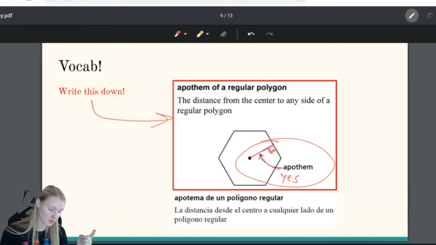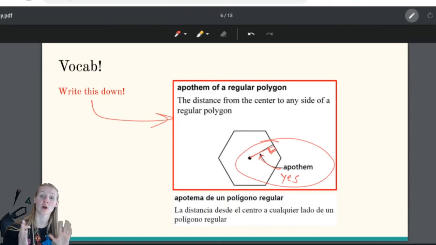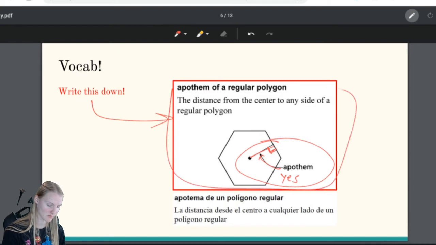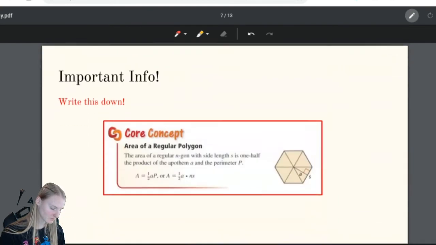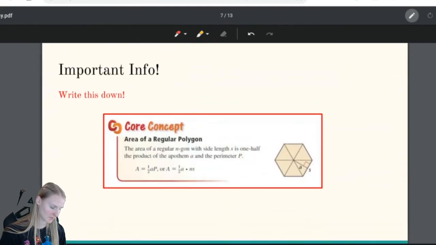It is important for finding the area of regular polygons, which, remember our success criteria, you should be able to find the area of a regular polygon, and the apothem is going to help us do that. So, next, make sure that this is written down, and let's move on. Okay, this is also important. Write down what is in this red box. It's another formula.